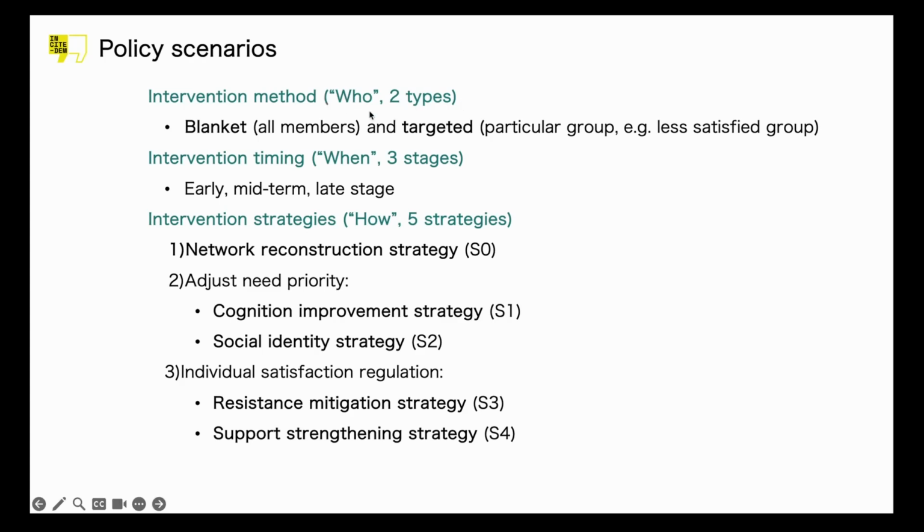We propose 2 types of intervention method. One is called a blanket intervention. This indicates that for this intervention, we involve all the membership. And the targeted intervention, this is kind of particular, we only involve a particular group, such as a less satisfied group or a more resistant group in this intervention process.